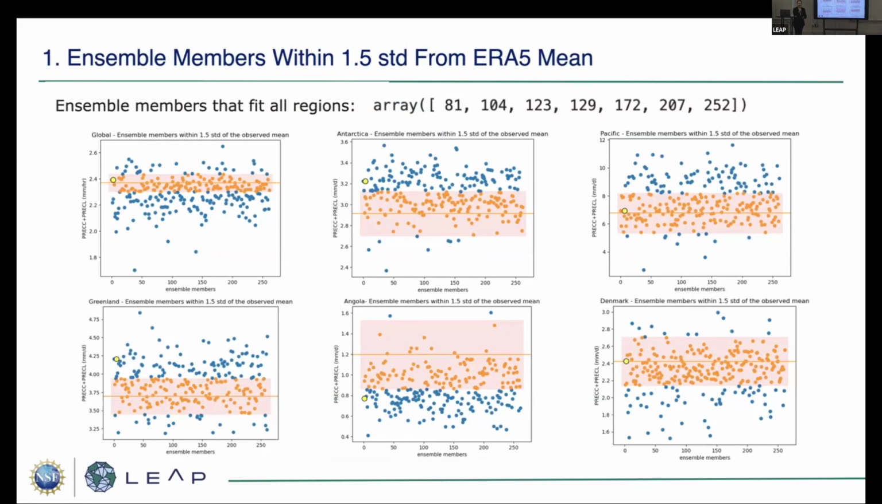Interestingly, for some of these areas, the default values produced precipitation outputs that were farther away than 1.5 standard deviations from the mean. And also interestingly, out of the 262 ensemble members we had, only 7 produced precipitation outputs that were within these 1.5 standard deviations for all areas.